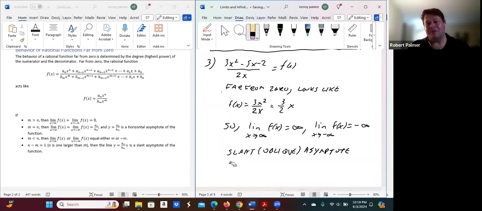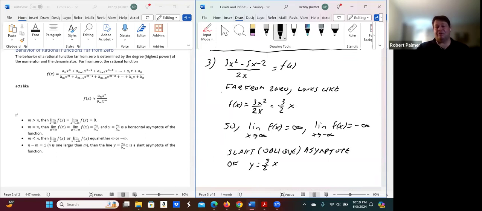Or let me say, instead of at, let me say of y equals 3 halves x. Okay, so that's the idea.